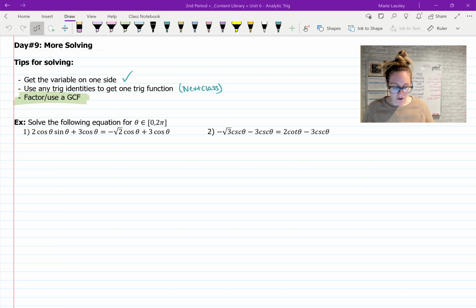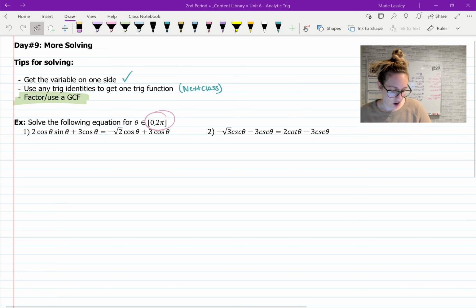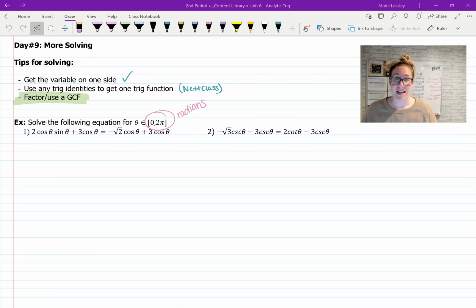All right, so it says solve the following equation for theta. Now that weird E symbol means in the interval. It's nothing really that you need to worry about. Just know that our interval is between 0 and 2 pi. So this tells us two things. Number one, this tells us that we are in radians, because 2 pi is a radian measure. So our answer should be in radians. This also tells me that I'm going all the way from 0 to 2 pi, so I'm doing one full rotation on the circle, and I'm getting all the solutions that fall within that range.